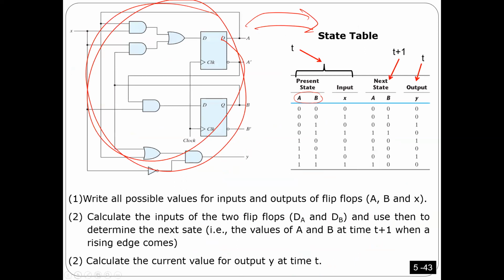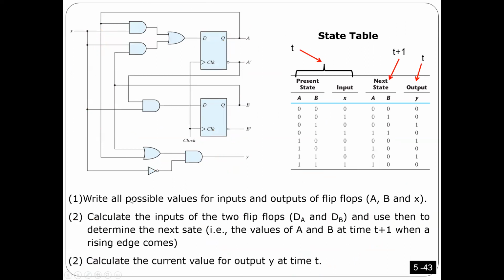You understand what I'm doing right now, guys? What I'm doing here is similar to what you did before when you did the truth table. I have input, you need to calculate the output. Exactly the same thing. But this is for sequential. It's a little bit more complicated.